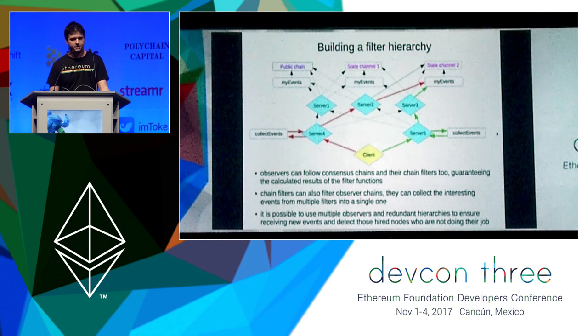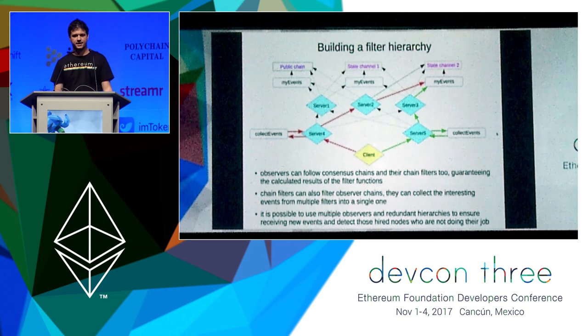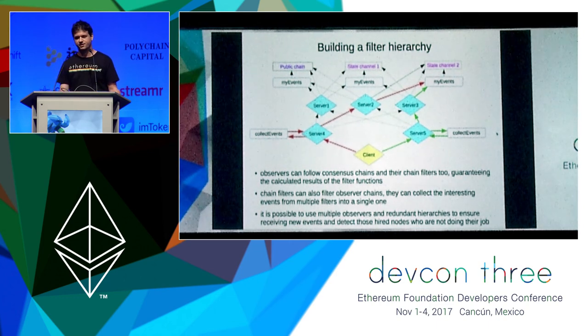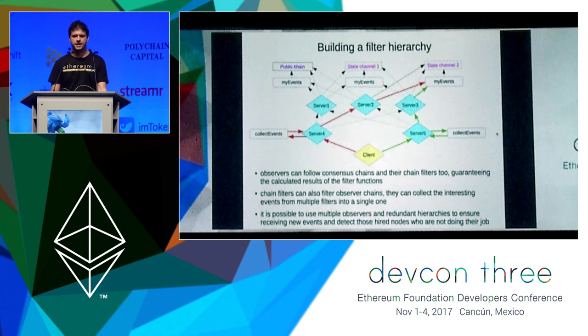Of course, we need some redundancy to make sure this system works correctly. So if we have multiple paths leading to every interesting chain or chain filter, then the client can always detect if it receives different results from different directions. And then it can try to investigate the observer chains and the chain filters of its hired servers, or maybe raise an alarm and notify other clients about a suspected fraud. And eventually, if there seems to be a fraud, then start an interactive validation process to try to prove it.